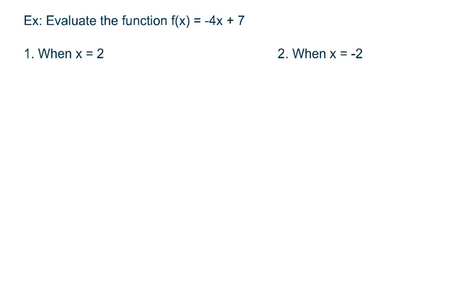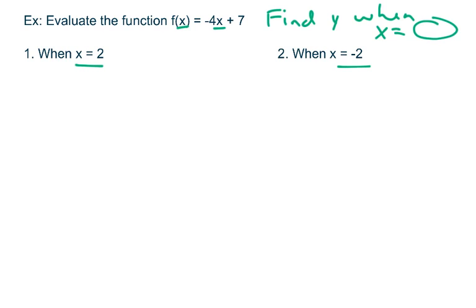So we can do several things with functions. We can evaluate the function f of x equals negative 4x plus 7, number 1 when x equals 2, and then number 2 when x equals negative 2. What evaluate the function means is really find y when x equals some number. And these are our two numbers here, 2 and negative 2 for this example. So how we're going to do this: wherever we see an x, we're going to replace it with these two x values, obviously not at the same time, one before the other.